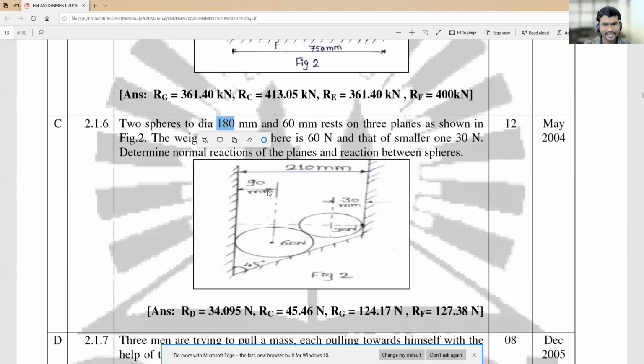Radius. This is the radius for this sphere having weight of 60 newton, and for this radius the dimension is shown as 30 millimeters. So this is nothing but the radius of the upper sphere having weight as 30 newton. Okay, so draw the sketch fast.